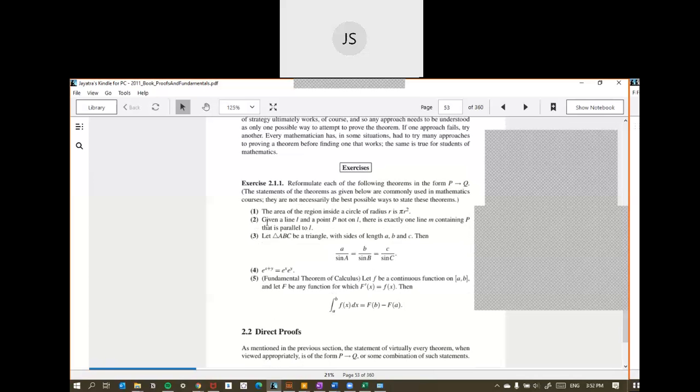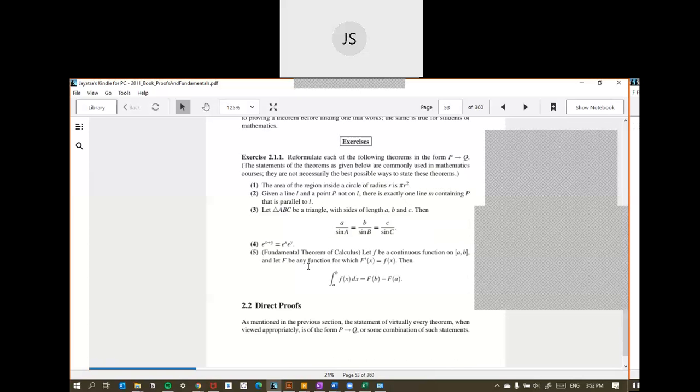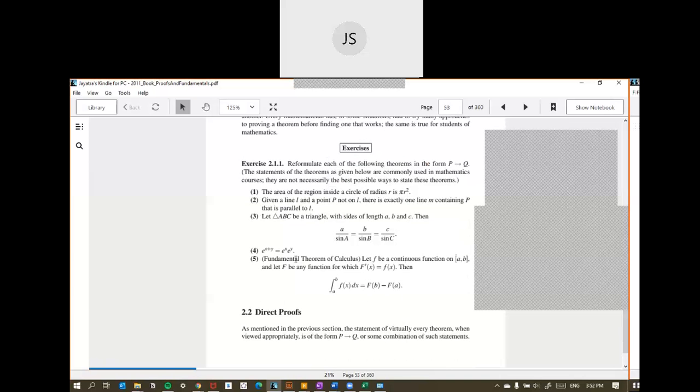So let's do part 5, fundamental theorem of calculus. Let f be a continuous function on [a, b], and F be any function for which F prime x is equal to f x. Then this part holds. Actually, this is given in that form anyway. Like if you change let to if, this is pretty simple. How would we write this in an if-then statement?